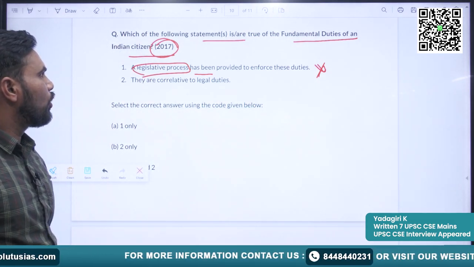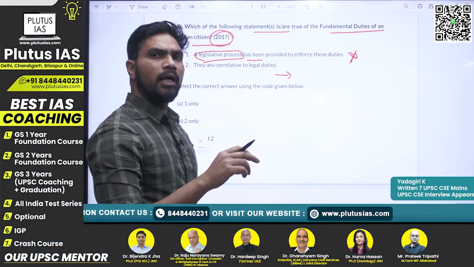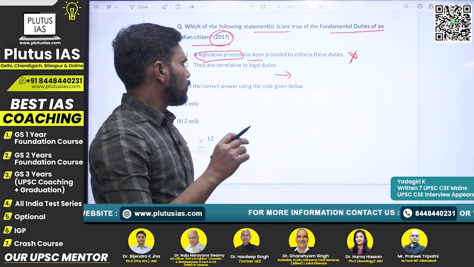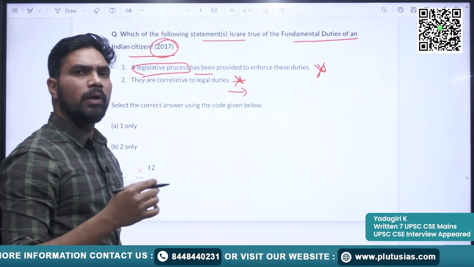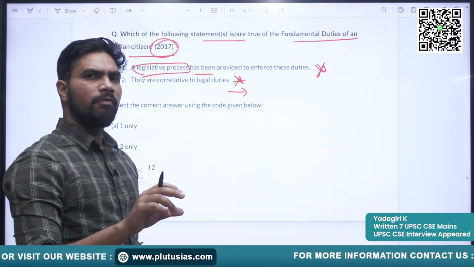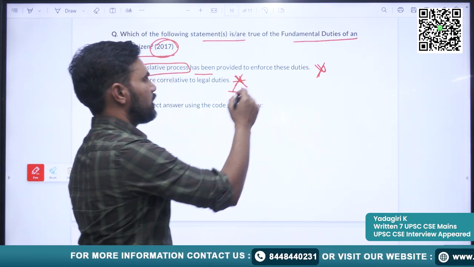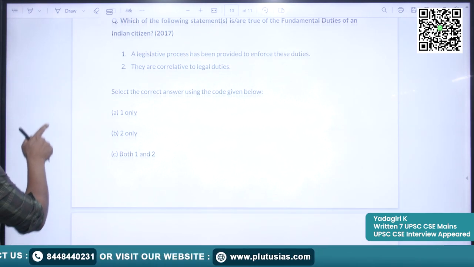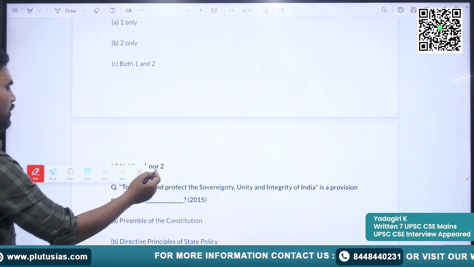Next one is, they are correlative to legal duties. Legal duties are the duties made legal, which we have to compulsorily do. However, this statement also becomes incorrect because there is no particular law which punishes people if a particular fundamental duty is not performed. So the correct answer is D, neither one nor two.